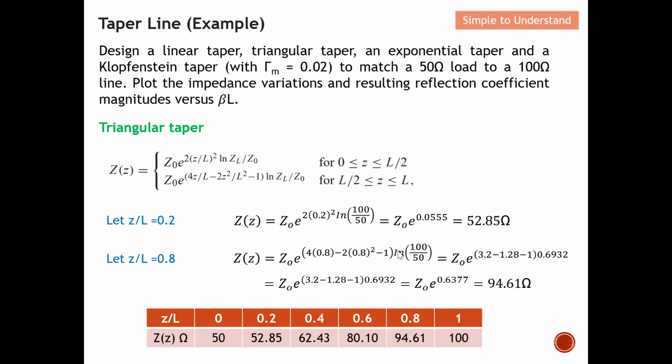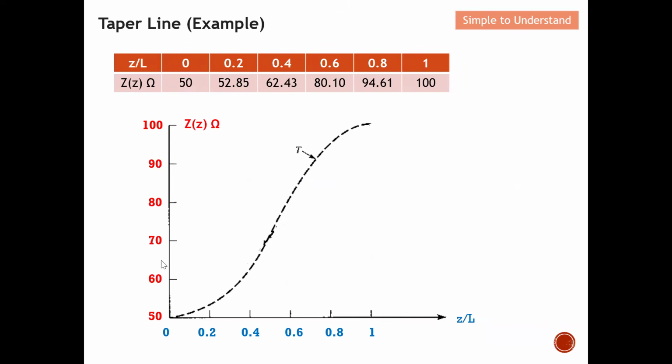I don't want to dwell so much on the mathematics. If you punch your calculator, you should be able to get 94.61 ohm. When the Z over L ratio is equal to 0.8, I will be able to obtain 94.61. If you do this correctly, I don't foresee you having issues getting all these numbers. Once you have all these numbers, we are ready to plot the diagram here. These are all the Z values, and this is the ratio Z over L, which I came up with from the table here.